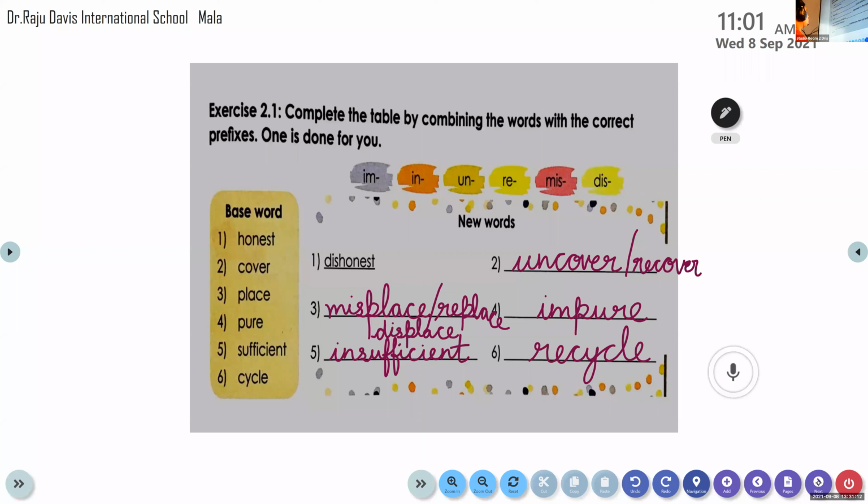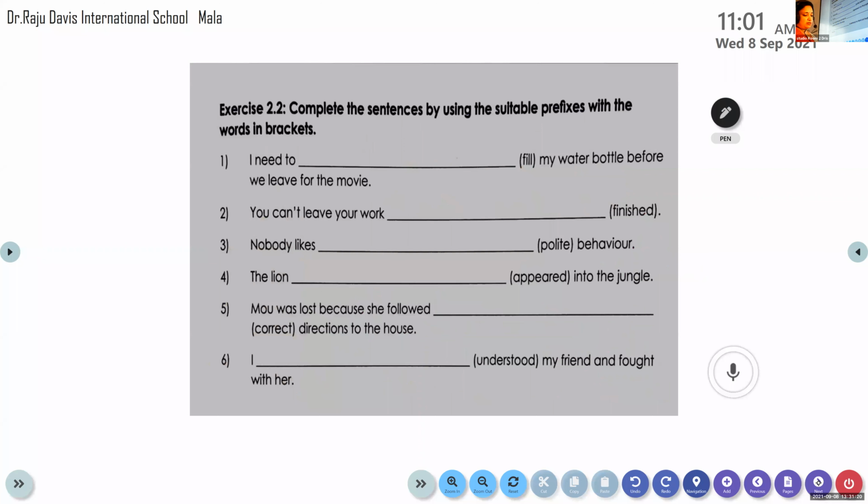In exercise 2.2, we have to complete the sentences by using the suitable prefixes with the words in brackets. For every sentence, there is a word given in the bracket. Did you notice? We have to add the suitable prefix to the bracketed word and write it there. Come on, Aryan, read the first question.